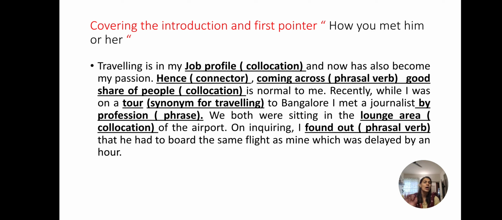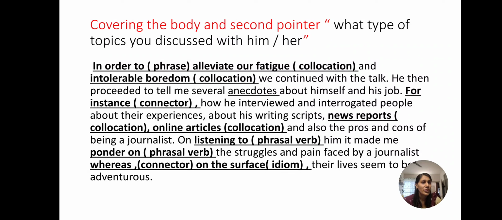Now you can see how I started with an introduction, only one line of introduction that was related to traveling, and then I quickly started talking about that person, how I met him, where I met him. Now see about the next pointer, covering the body, and second pointer: what type of topics you discussed with him or her.